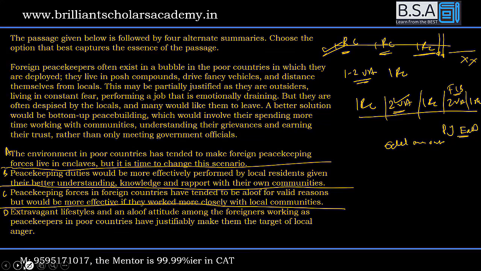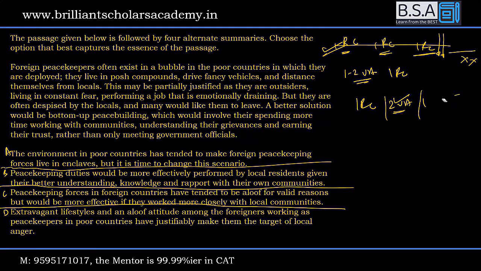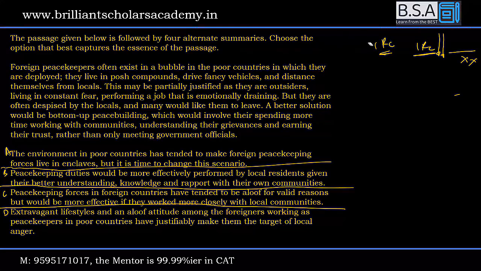Keep parajumbles for the end. Try the strategy in a couple of mocks. 1 RC, 2 VA, 1 RC, 2 VA, or 2 VA, 1 RC, 2 VA, 1 RC, in this manner. ऐसा करने से you can improve your scores.